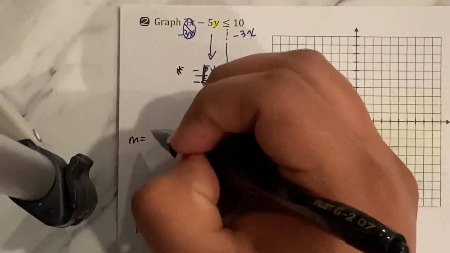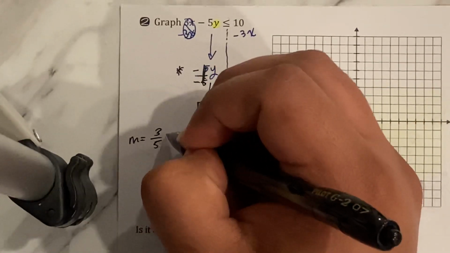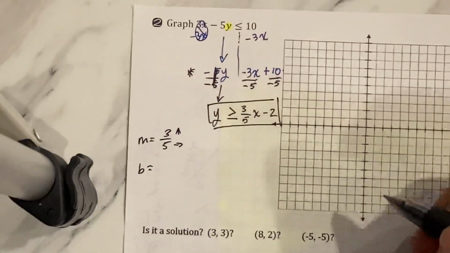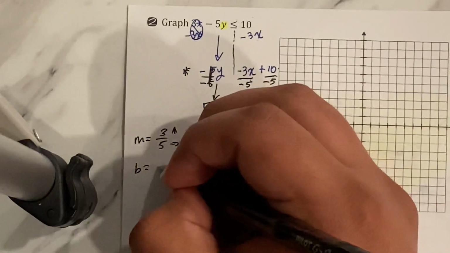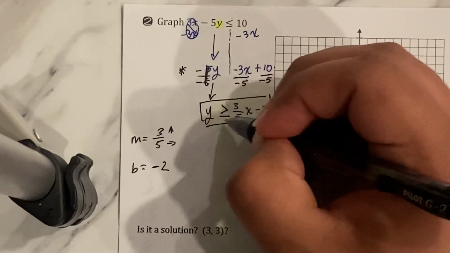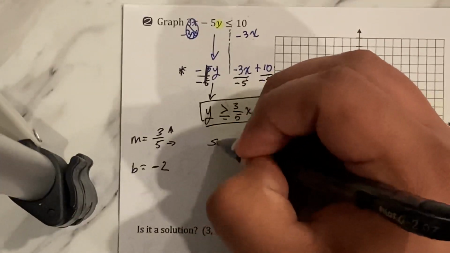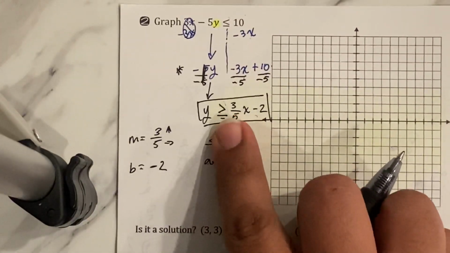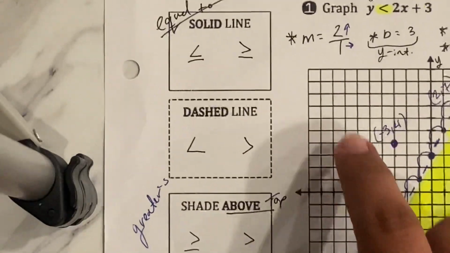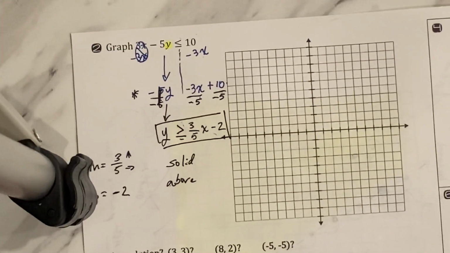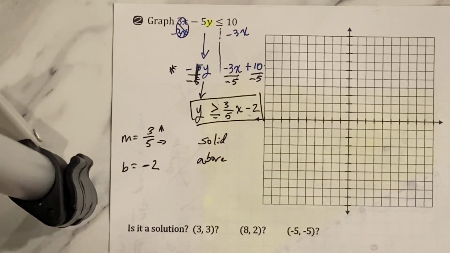Slope, 3 over 5. Lucky us, it's positive, so we're going up and to the right. Our y-intercept, be careful, it's minus, which means it's negative 2. Looking at the symbol, it's a greater than or equal to, so that means it's solid and it's above. Don't forget you have these notes. Come back to the front: greater than, solid; greater than, above. Let's keep rocking and rolling, starting with negative 2.